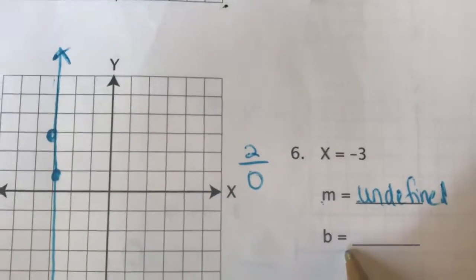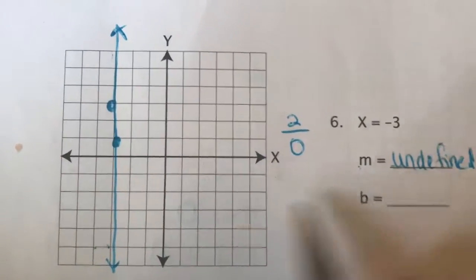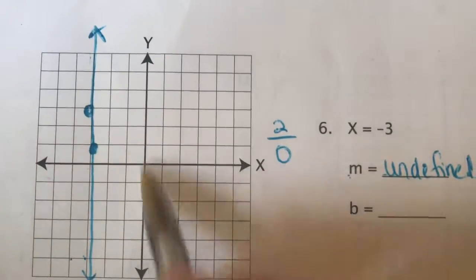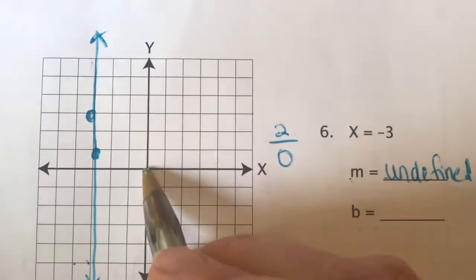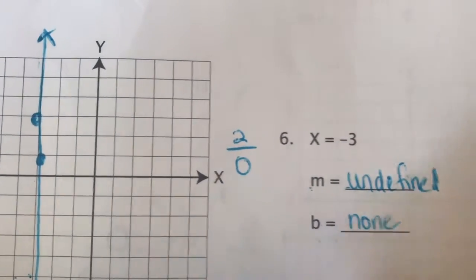This asks you for the y-intercept. And remember that saying, where does it hit the y-axis? And if you look, it doesn't ever hit the y-axis. It's parallel to the y-axis. So this would be, don't write 0 because you'd be telling me it hits right there, and it doesn't. The y-intercept here is none.